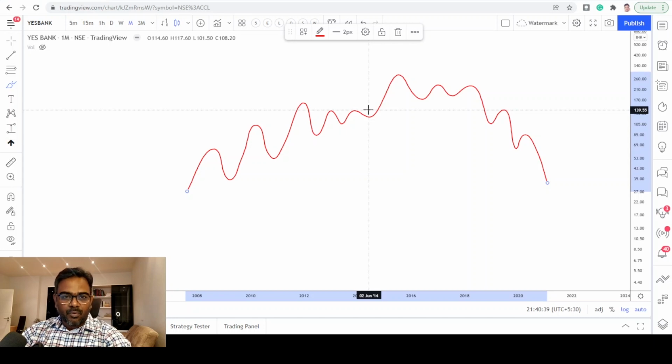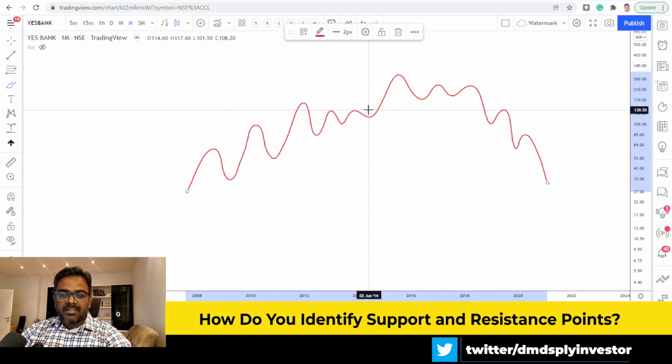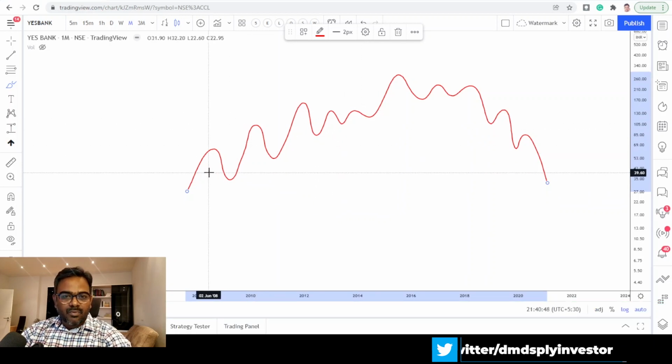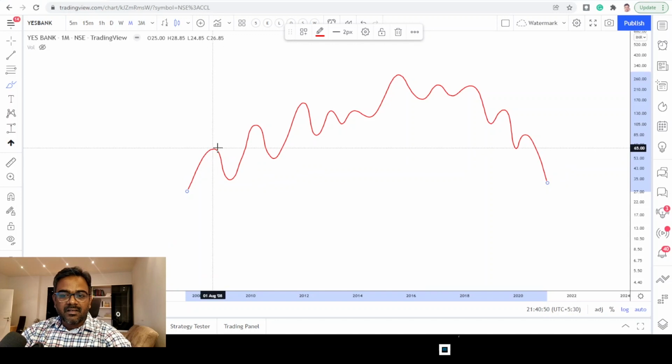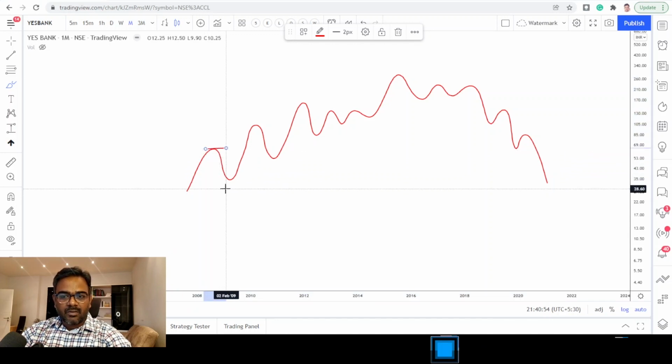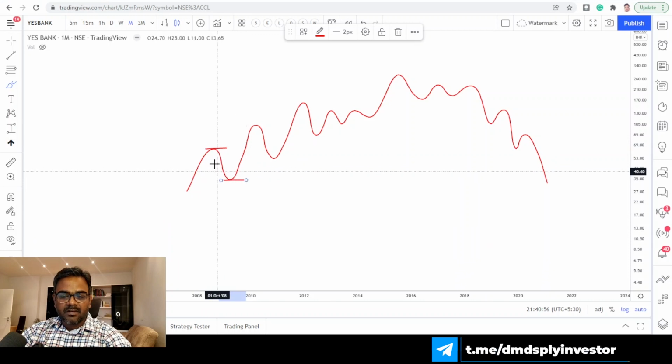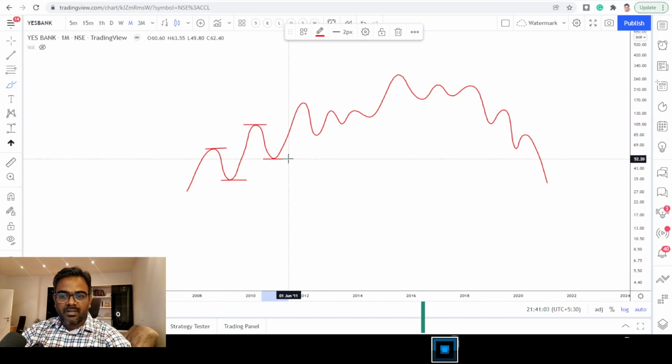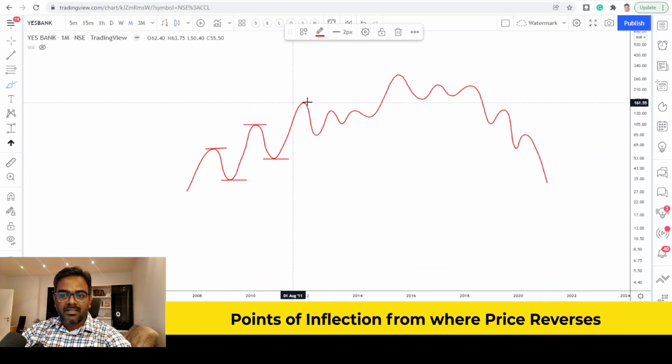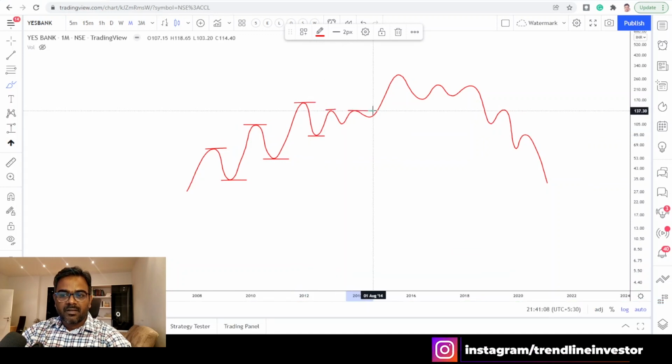But what is the point of support and what is the point of resistance that we're going to talk about today? It's pretty straightforward and simple. All you need to know is the price points from where the price reverses, right? So you have points from where the price reverses downward, and points from where the price reverses and heads upwards again. The points I'm drawing here are points of inflection, from where the price moves up and where the price goes down, right?